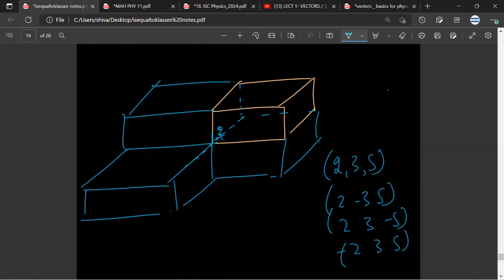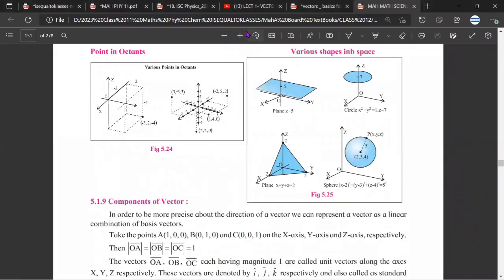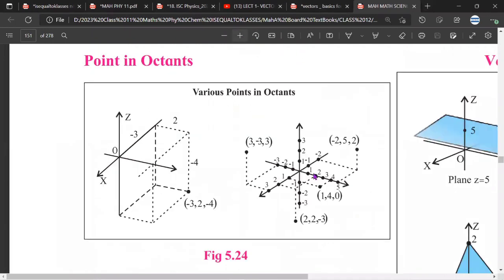Yes. Just give me a second. I'll try to see if I can find a good photograph where I can show you this. One second. So basically, this is what I'm trying to tell you. Do you see this? Point and octant. Just a second. Do you see? Yeah.